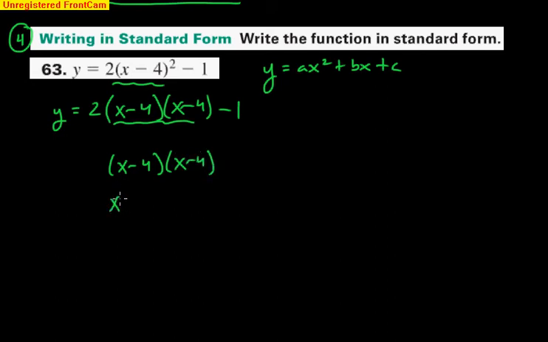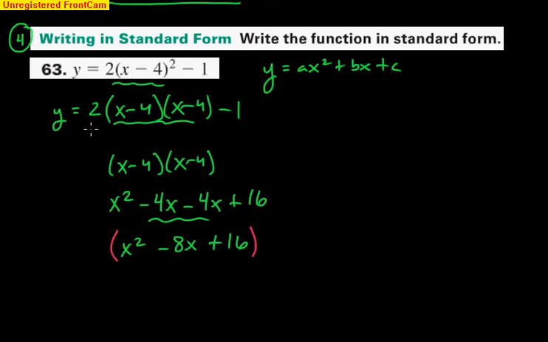Just like we did in the problem above. First, x squared. Outer, negative 4x. Inner, negative 4x. And last, positive 16. Negative 4 times negative 4 is positive 16. And we'll combine those to get negative 8x in the middle plus 16. Now, the tricky part is this 2 has to be multiplied to that binomial product, or that x minus 4 squared. So what you get when you multiply them should go in parentheses. We're going to bring this down, and I'm going to bring the negative 1 down at the end.